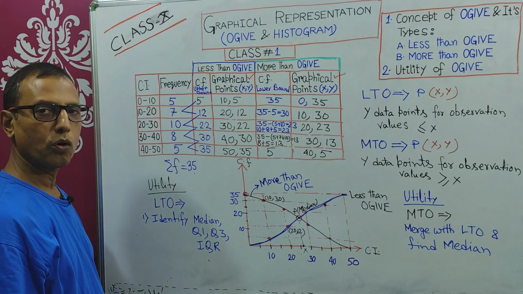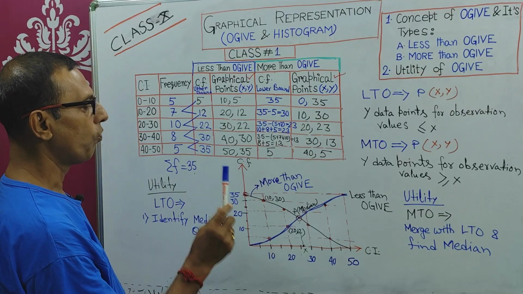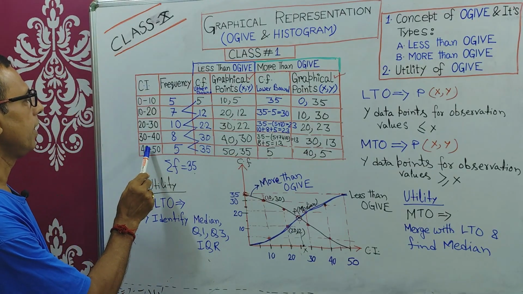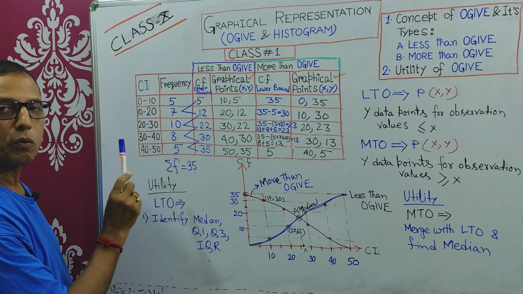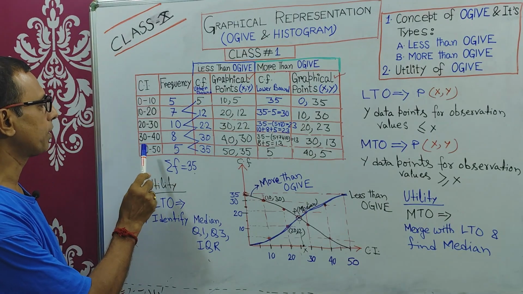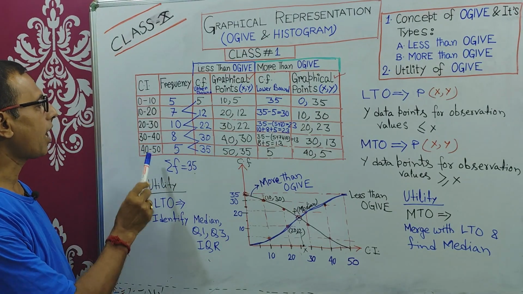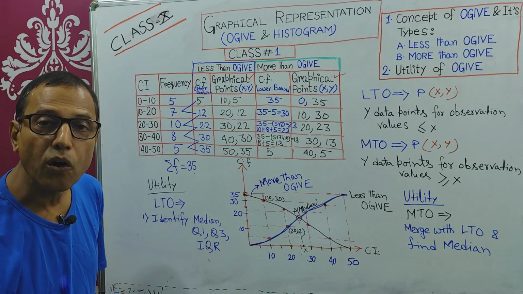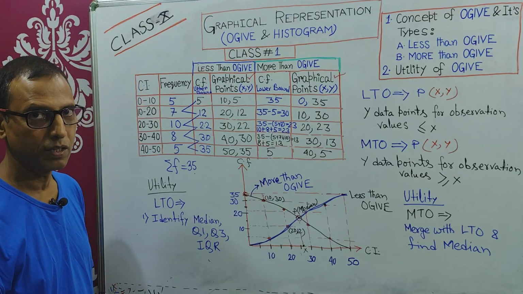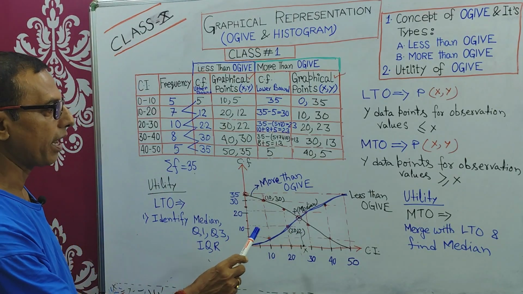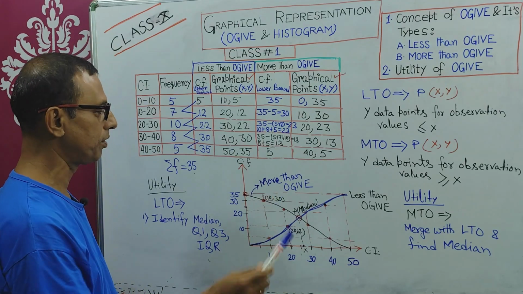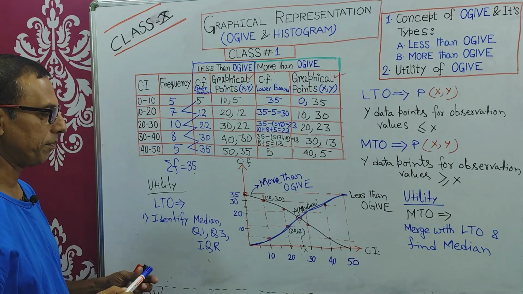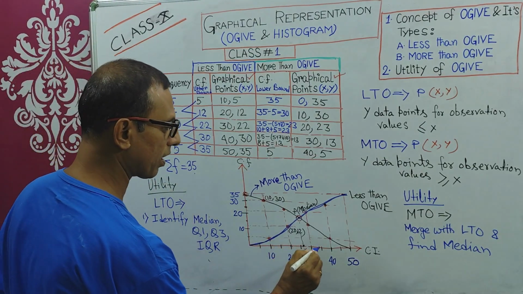Now somebody wants to understand the outperformers, so I would like to understand how many candidates scored above 45. Above 45 means more than 45. There you need to utilize the more than ogive curve, not the less than ogive curve. How many candidates scored above 45? That means you need to mark 45 here.